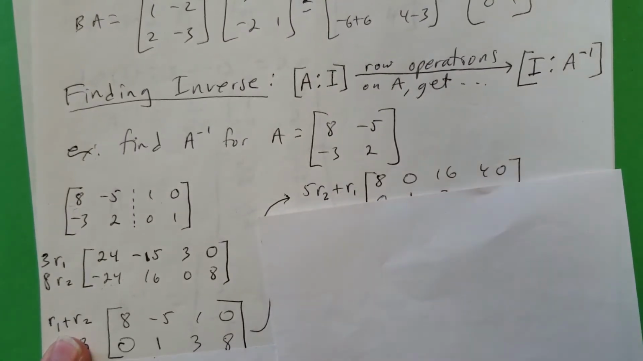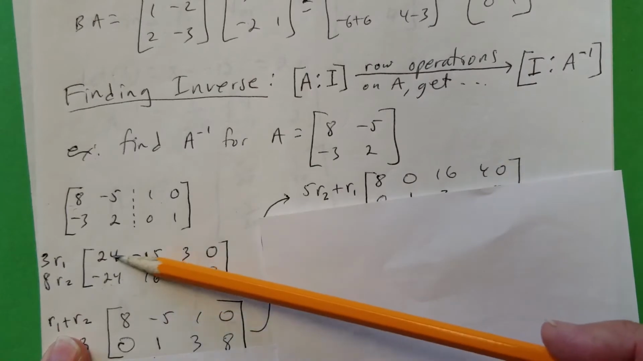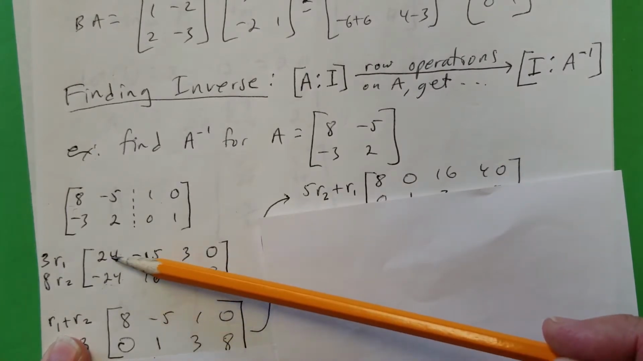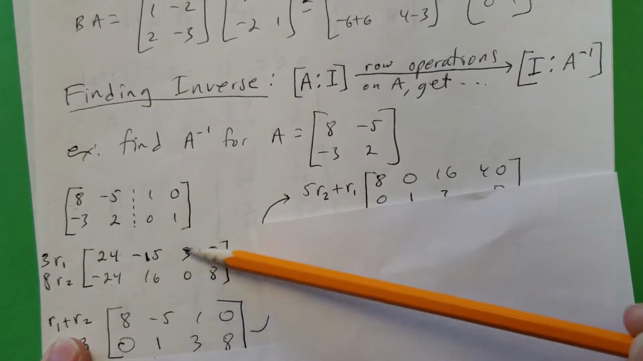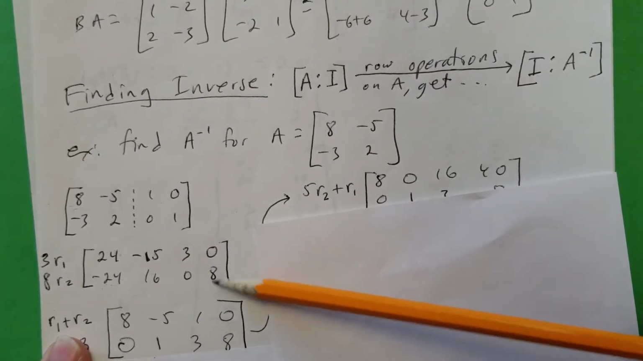Let me do one at a time. On the next one, first we add row 1 and row 2, and I get what? 24 and negative 24 is 0. Negative 15 and 16 is 1. 3 and 0 is 3. 0 and 8 is 8.